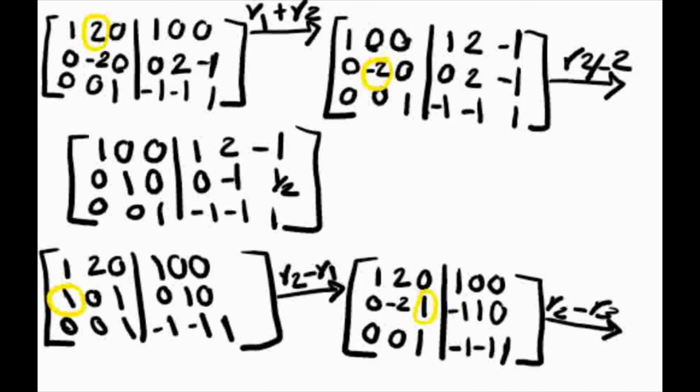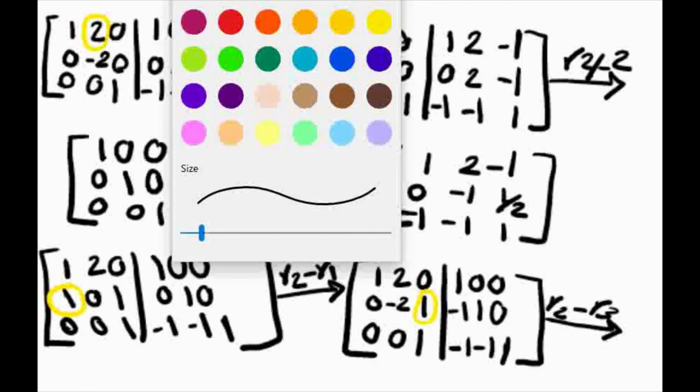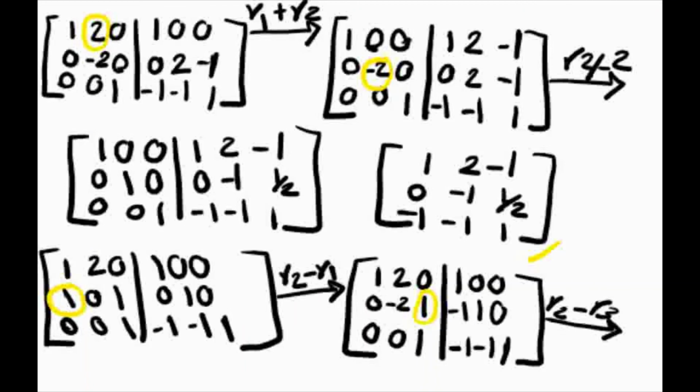So your inverse is going to be 1, 2, minus 1, 0, minus 1, half, minus 1, minus 1, 1. This is our final result.